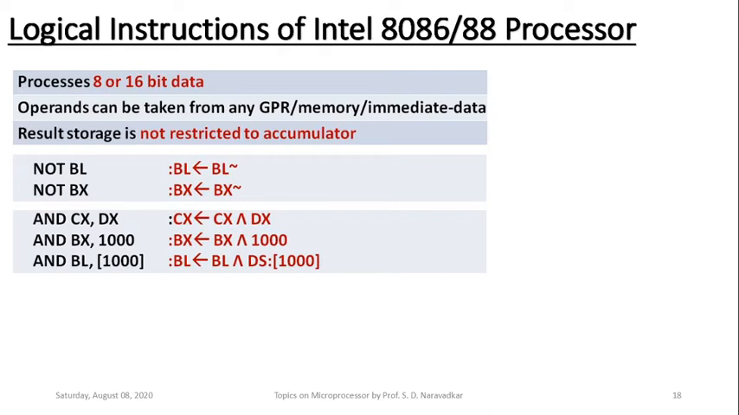Then the third AND instruction stated here is AND BL, [1000] in square brackets. This uses direct addressing. One of the operands is the contents of BL, 8 bits of data, and the second operand will be taken from the data segment whose direct offset address is 1000. Then the bit by bit AND operation is performed and the result will be copied to the BL register, which is specified here in the place of destination.